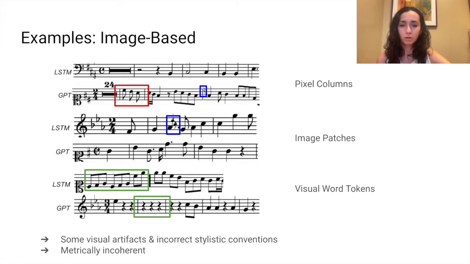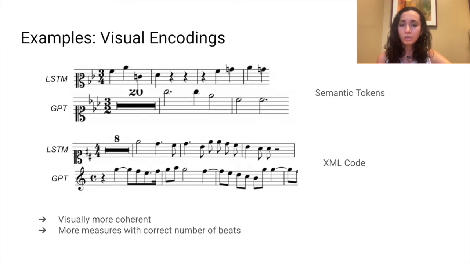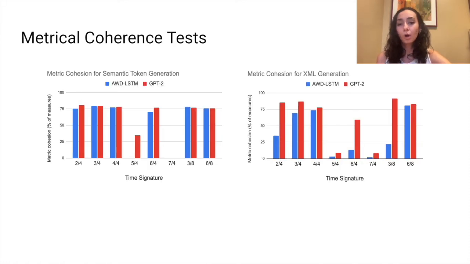beats per measure. Looking at the visual encodings produced, we do see that they are visually more coherent due to us rendering the encodings in a systematic way, and overall there are more measures with the correct number of beats in them. However, metrical coherence is still a problem in many cases. To study this problem further, we conduct a quantitative analysis of metrical coherence.